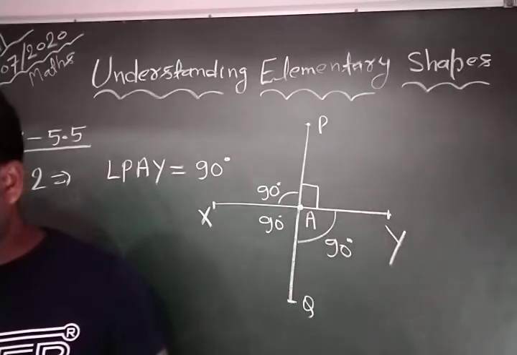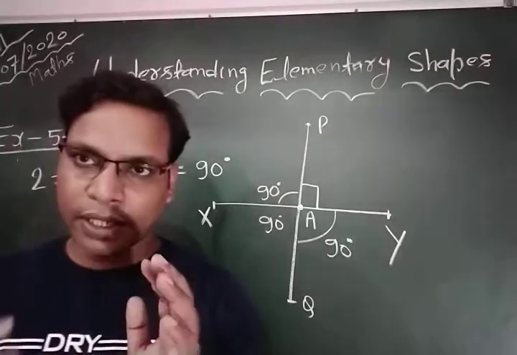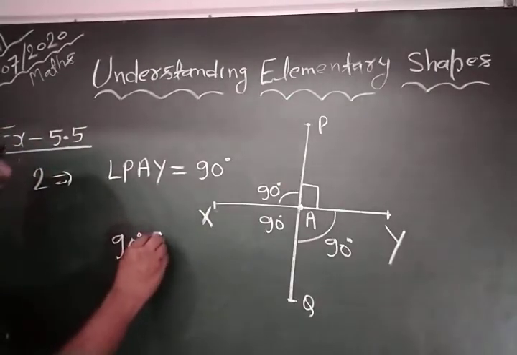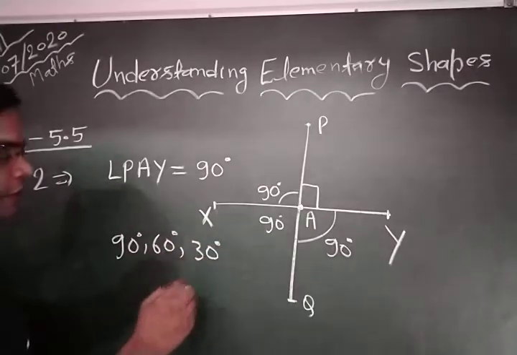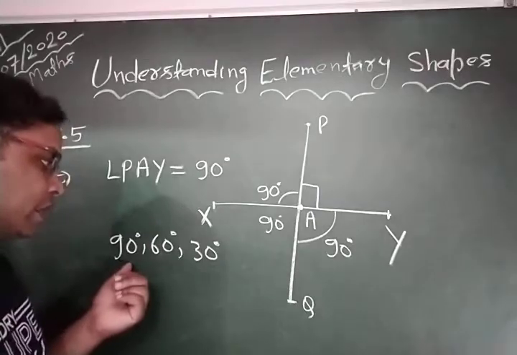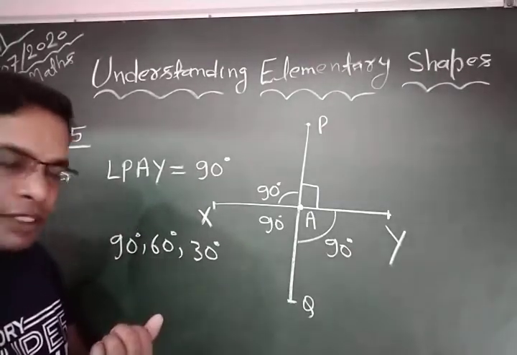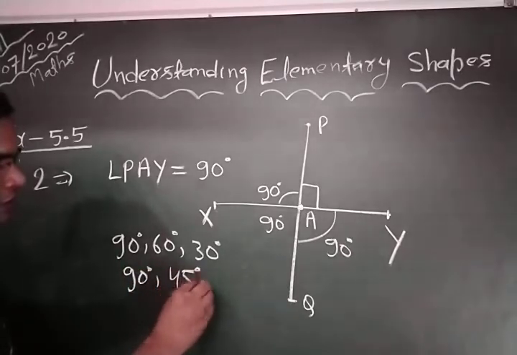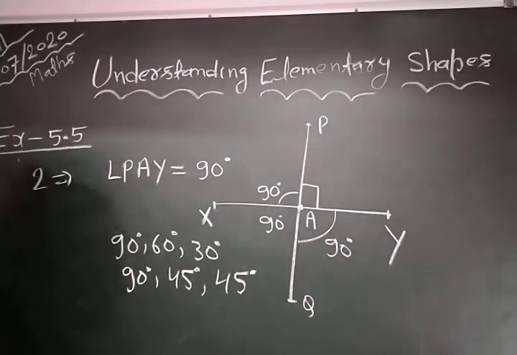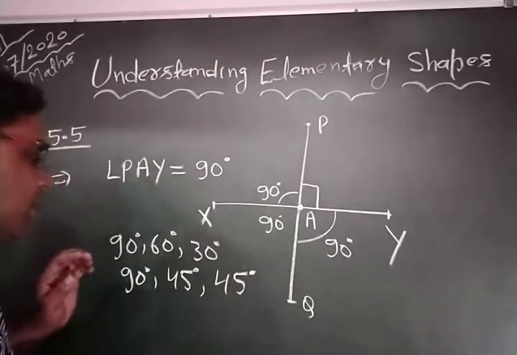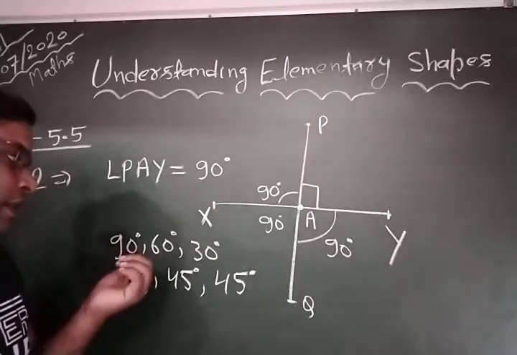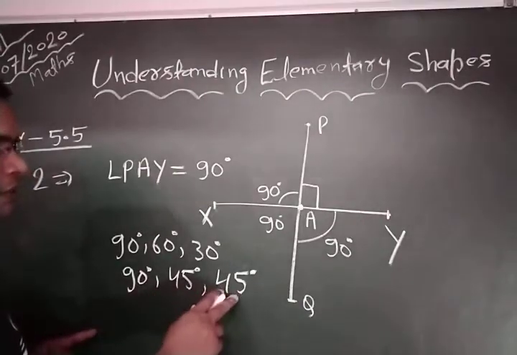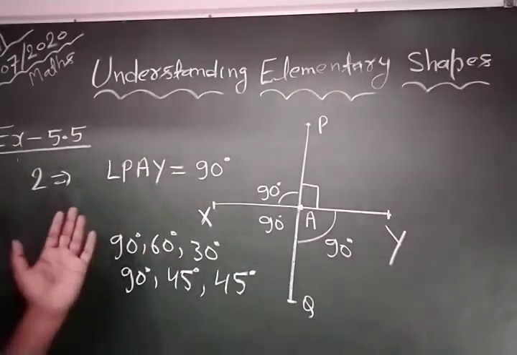What are the measures of the angles formed at the corners? So the measures of angles of the two set squares: the bigger set square has angles 90 degrees, 60 degrees, and 30 degrees, and the smaller set square has angles 90 degrees, 45 degrees, and 45 degrees. So the question asks about the measures of the two set squares.